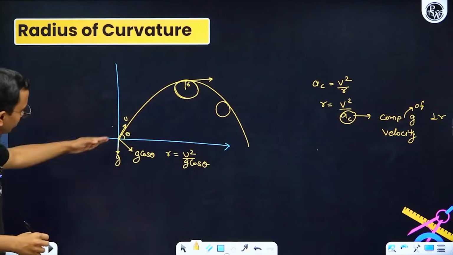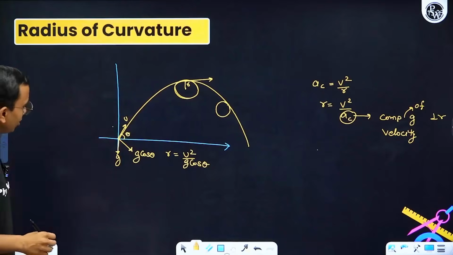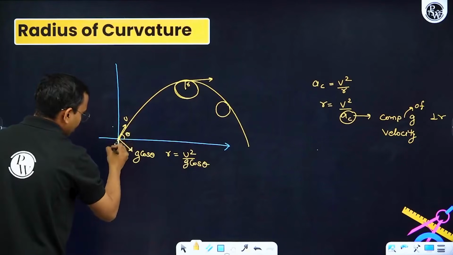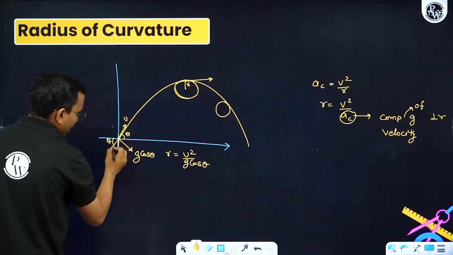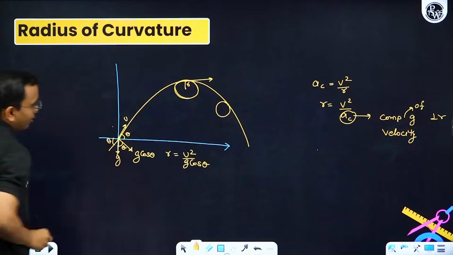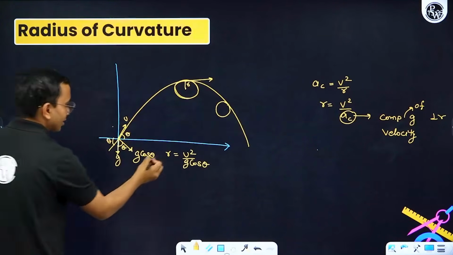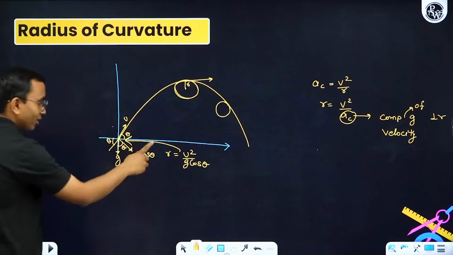Okay, so this is my g sin theta, this is my g cos theta. How did I take the component of g? This angle is theta, this angle is theta, this is 90 minus theta, this again is theta. Getting it? This is the radius in this case, not the general formula. This is not the general formula.